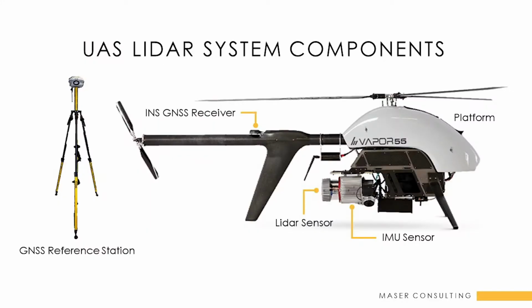Some of the basic components. This is our Vapor 55. The IMU you see is fastened to the back of the actual LiDAR sensor. That is working in conjunction with the GNSS receiver on the top. All of the offsets are measured to the LiDAR sensor itself. That is what we care about at any given moment in time, where that LiDAR sensor is when it sends out that pulse of light.